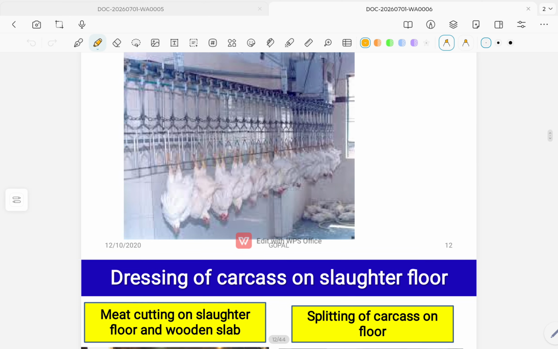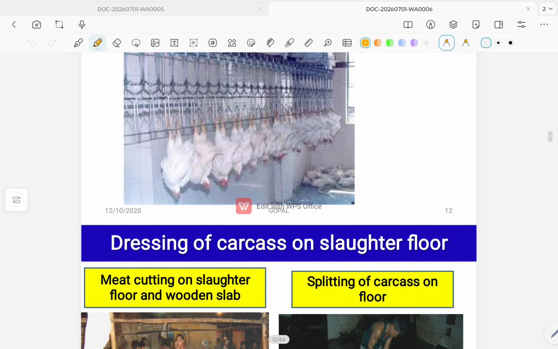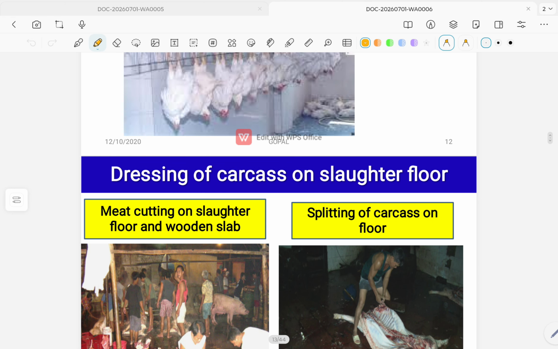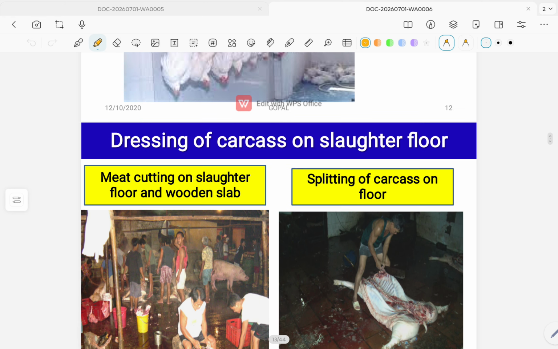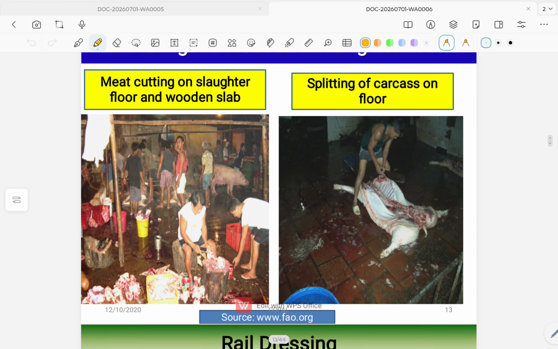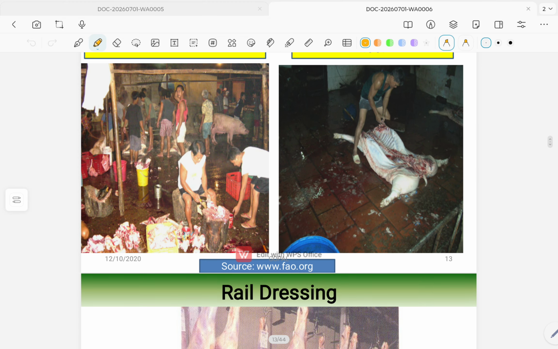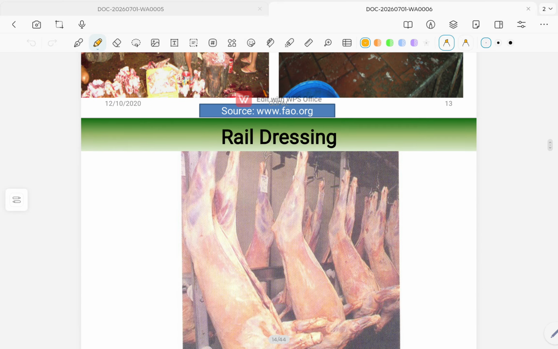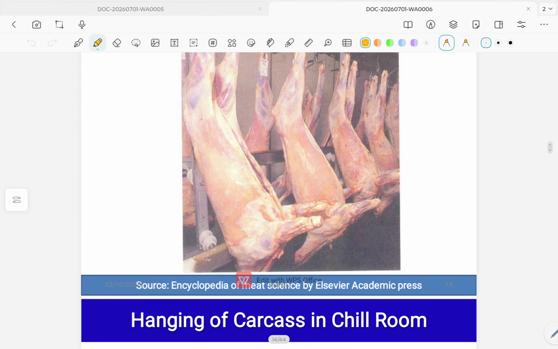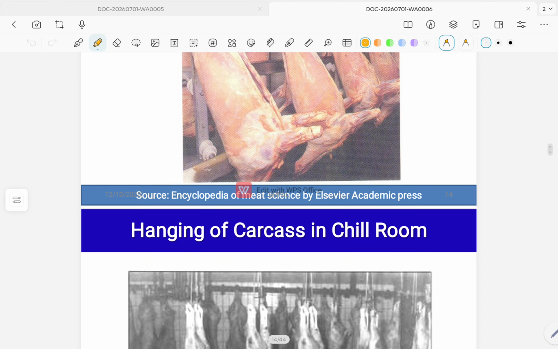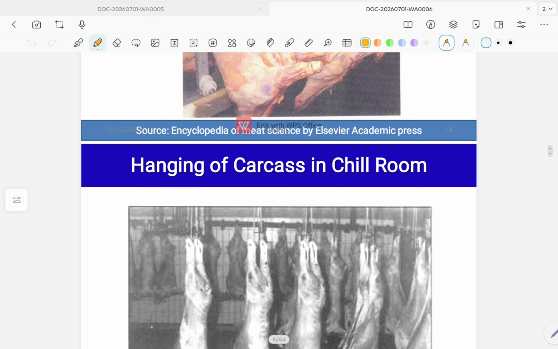Dressing of carcasses on the slaughter floor. Meat cutting on the slaughter floor and wooden slab. Splitting of carcass on the floor. Rail dressing. Hanging of carcass in chilled room.